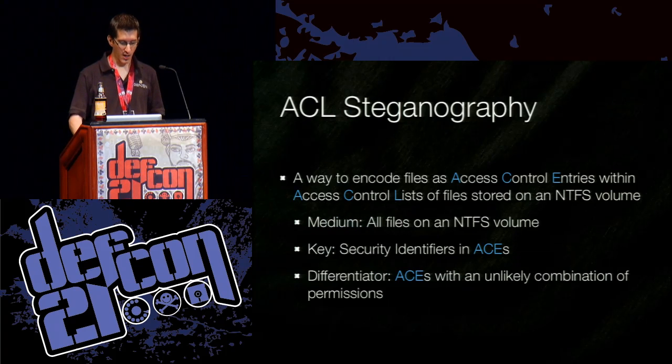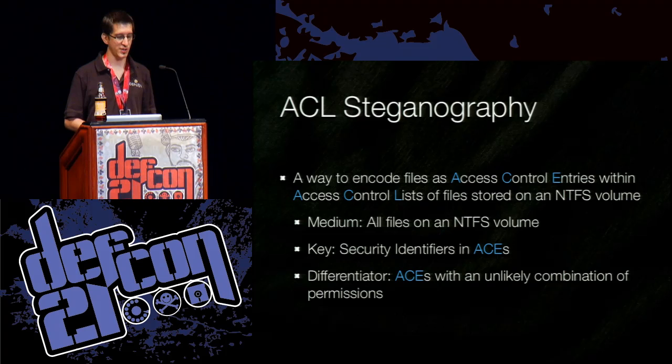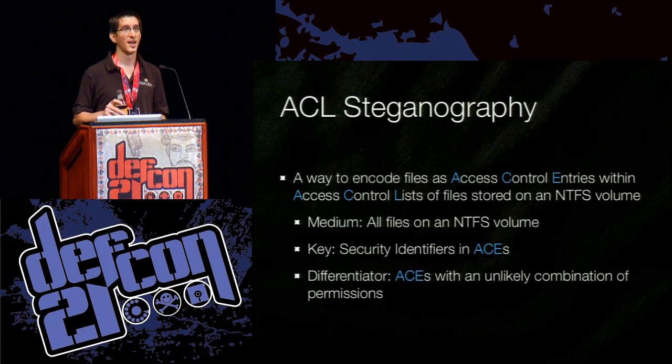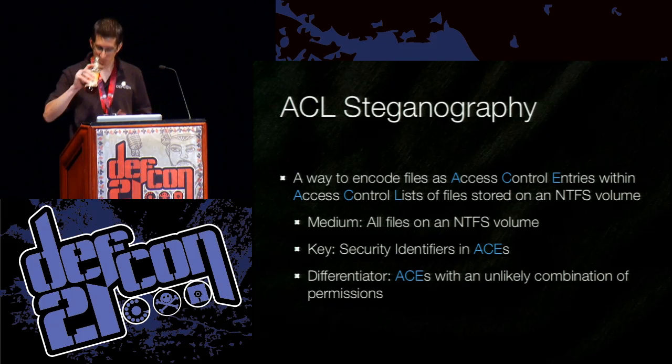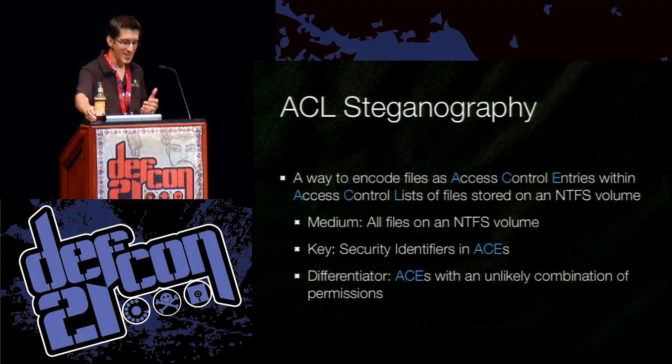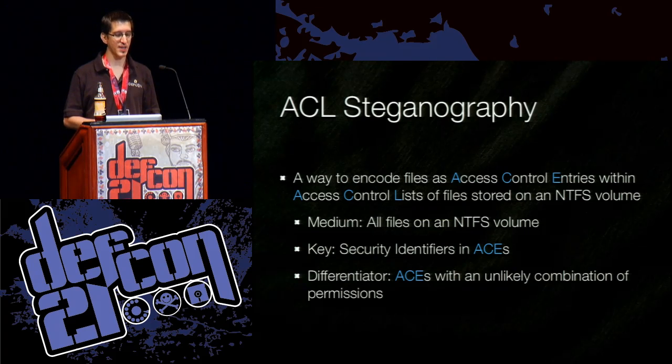And with that, let's talk about ACL steganography, the scheme that I developed. It's a way to encode files as access control entries within an access control list on a file on an NTFS file system. That was a mouthful. The medium is any file that's on an NTFS file system. The key is security identifiers within the access control entries, and the differentiator between the message and regular stuff is access control entries with an unlikely combination of permissions.